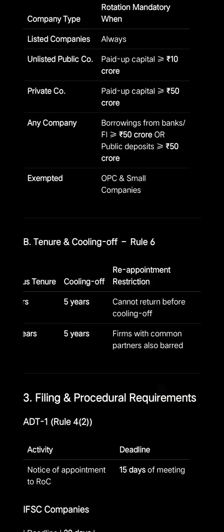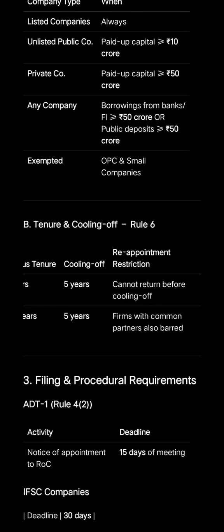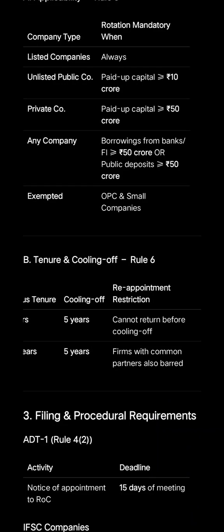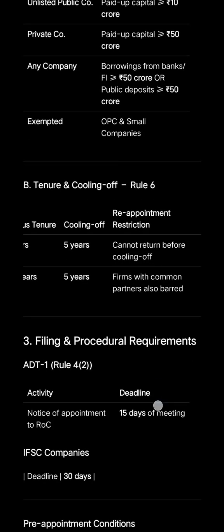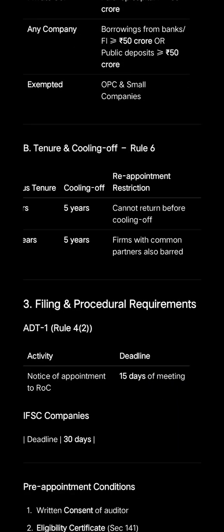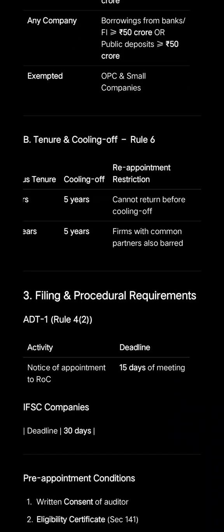For any company with borrowings from banks greater than or equal to 50 crores in any financial year, or even if they have public deposits greater than or equal to 50 crore, then they have to appoint an auditor. Listed companies compulsory, unlisted paid up capital 10 crore, private company paid up capital 50 crore, any company with borrowings or acceptance of deposits greater than 50 crore. And OPC companies, meaning one person companies, and small companies are exempted from auditor appointment.